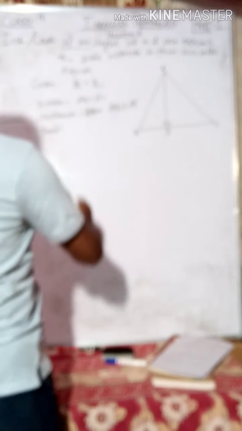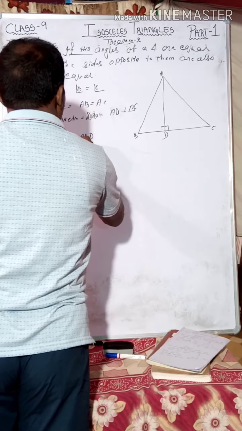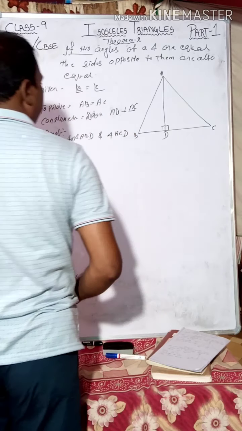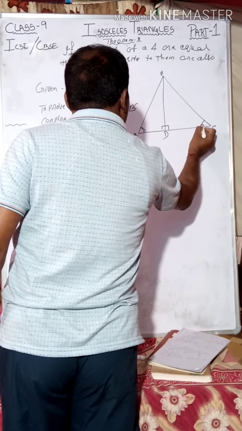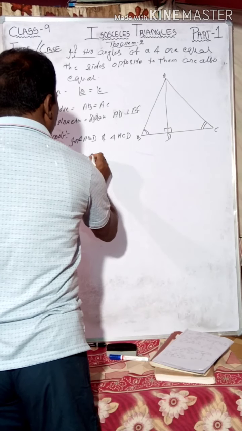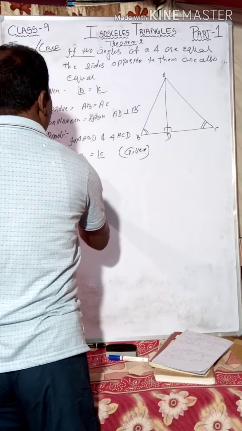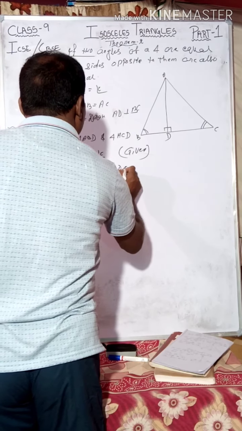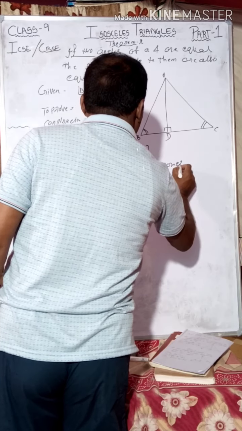Now take two triangles, ABD and ACD. In triangles ABD and ADC, number 1, angle B is equal to angle C, given. Then second, angle ADB is equal to angle ADC, that is equal to 90 degrees, due to construction.